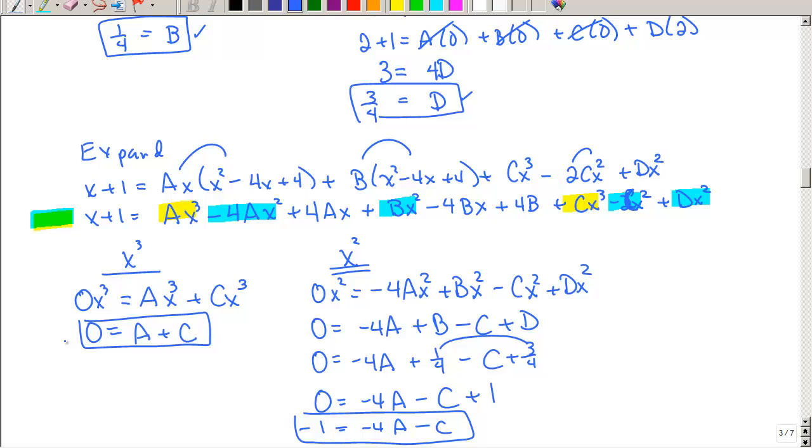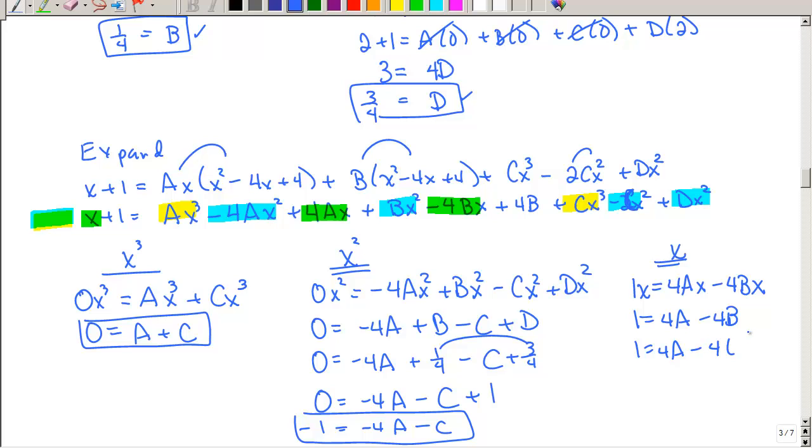Well, let's keep going. Let's go ahead and equate those coefficients. Maybe you're going, I don't know what you mean by solve simultaneously. Well, let's look at the x's. All right, so I have an x here, x there, there, and nowhere else. All right, so let's see what I have. I have 1x equals 4ax minus 4bx. So that's 1 equals 4a minus 4b. But I know that b, what is b? 1/4. So 1 equals 4a minus 1.